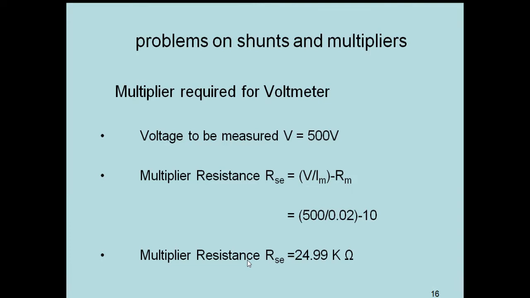And from this we will get another observation: the multiplier resistance will always be more than the meter resistance. To extend the range of the meter, we are adding a multiplier in series, and this multiplier resistance will be more than the meter resistance.